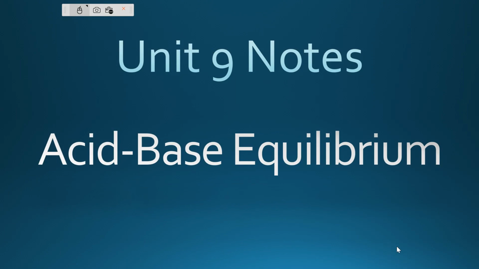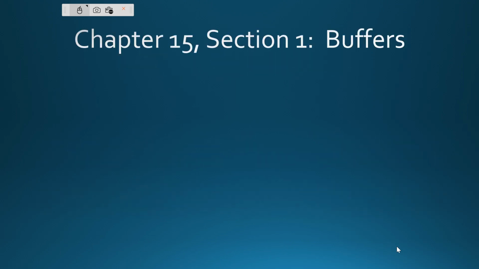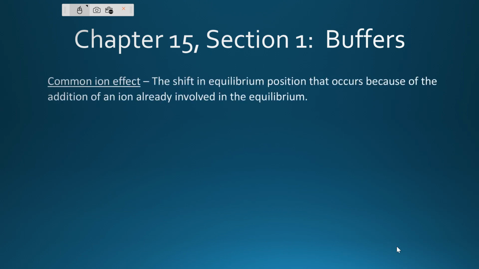We're taking a look at acid-base equilibrium. Now, this builds off of Unit 8, where we did acids and bases and calculations with that. This unit is more about buffers, about what happens when we add in things. We know how to calculate acids and bases when they're in equilibrium. Now, if we're adding other things in there, there's going to be a shift in the equilibrium because of an ion that's already involved in the equilibrium.